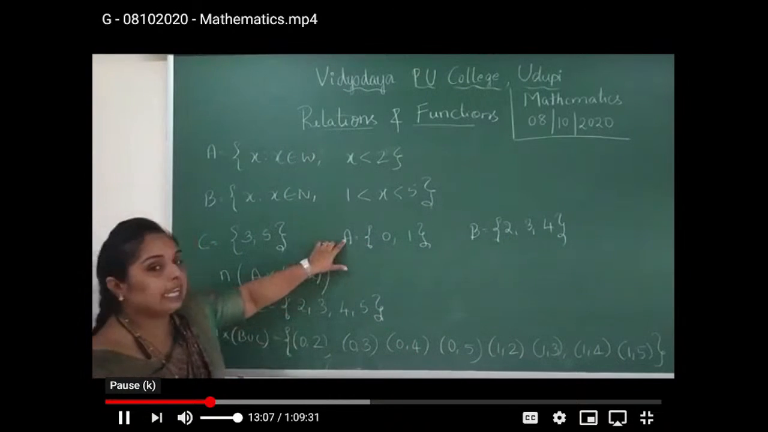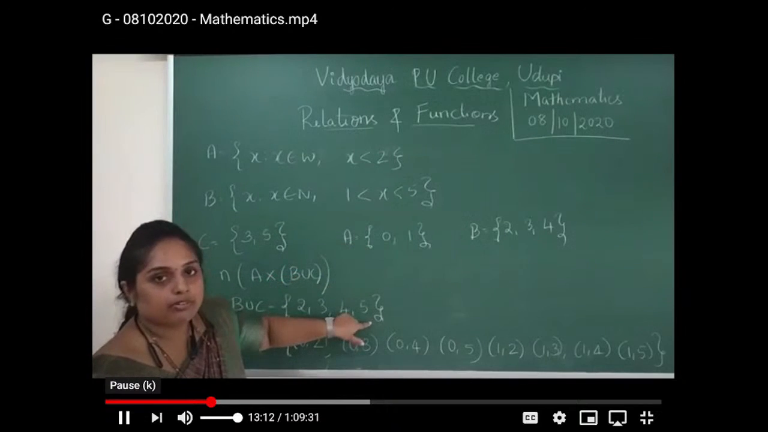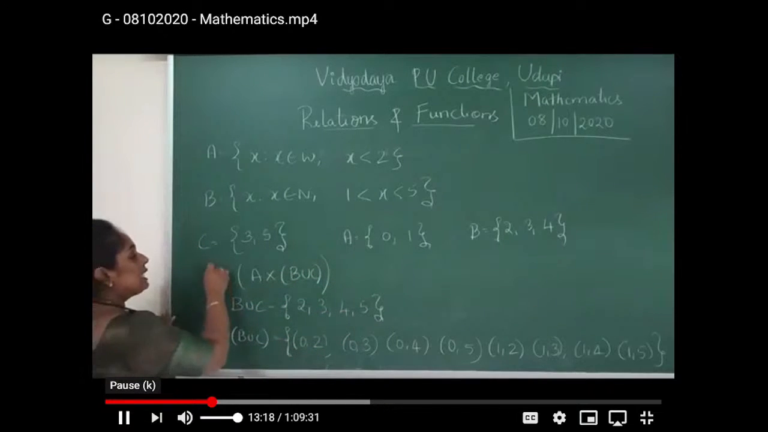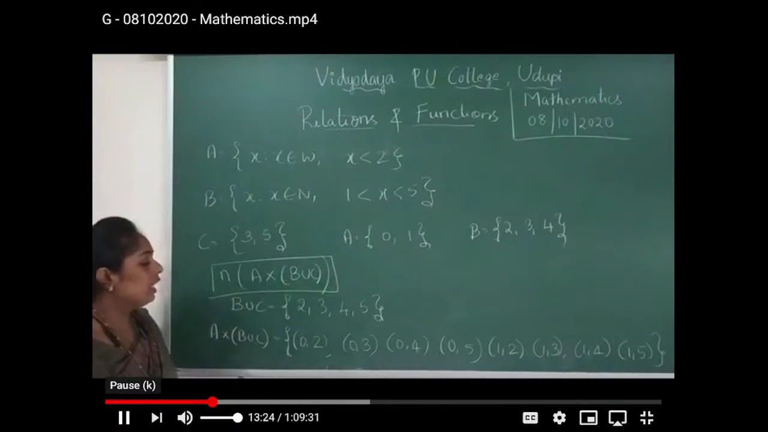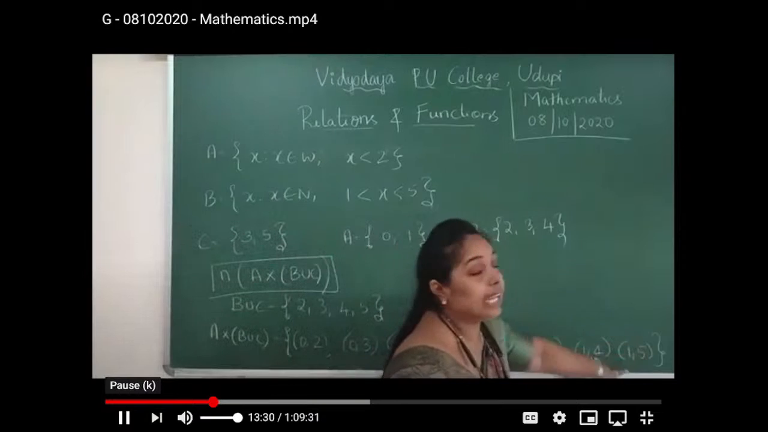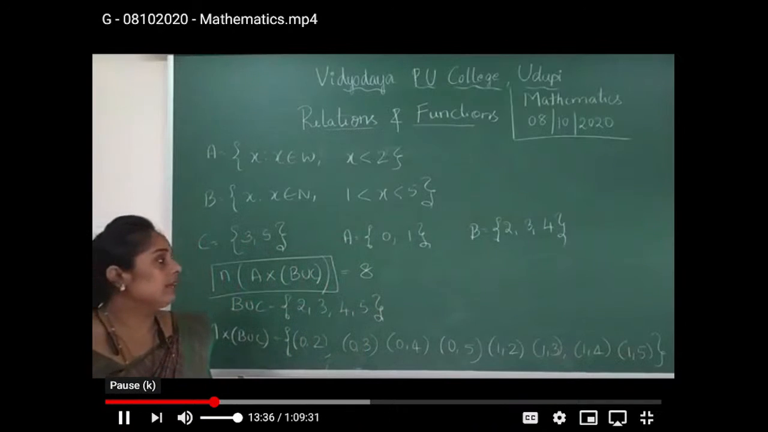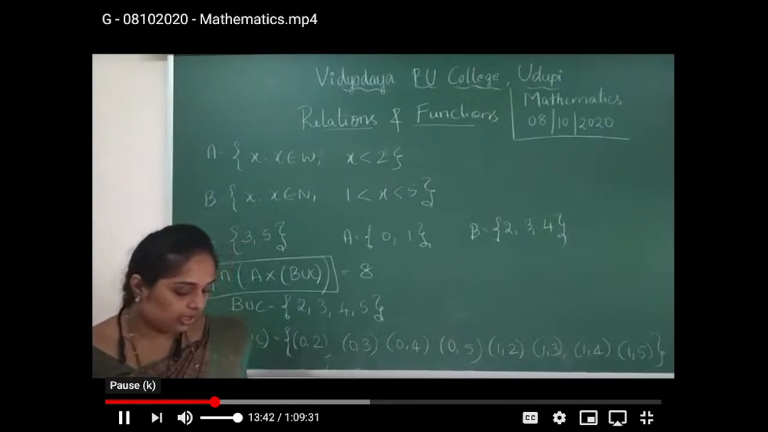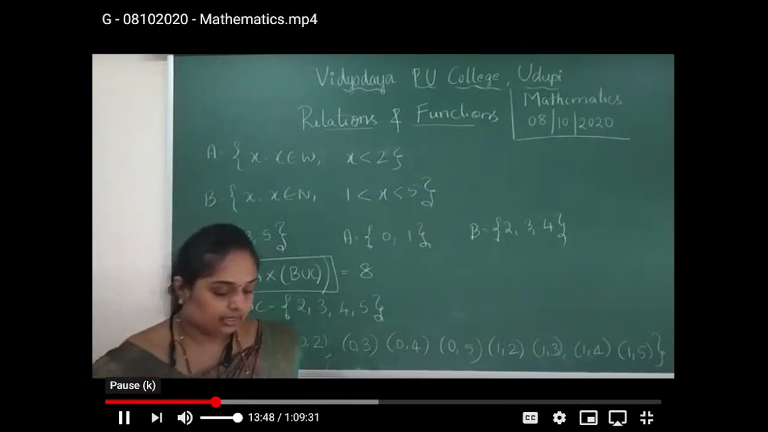A cross B union C: 0, 2, 0, 3, 0, 4, 0, 5, 1, 2, 1, 3, 1, 4, 1, 5. But what I want is the number of elements in A cross B union C. So not how many numbers are there, but how many elements are there. 1, 2, 3, 4, 5, 6, 7, 8. So there are 8 elements in A cross B union C. The answer will be 8, and that is the fourth option.